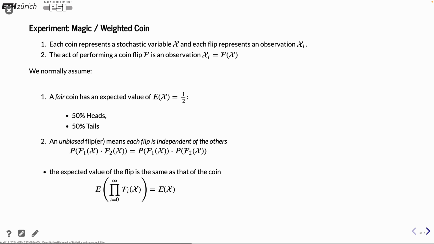Then you can say the probability of flip 1 of x times the probability of flip 2 should be the same as the probability of flipping 1 times flipping 2. And then we should get the same probability. So in the long run, the expected value of the flips is the same as that of the coin. So the expectation of the product of all flips should be the same as the expectation of x as such.